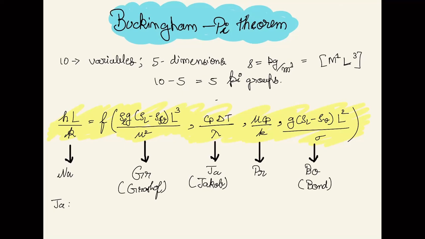So what is the Jakob number? The Jakob number is the ratio of the maximum sensible energy absorbed by the liquid to the latent energy absorbed by the liquid in the condensation.